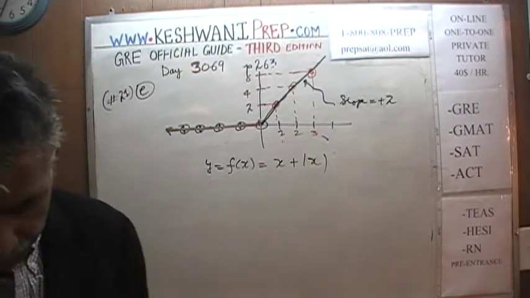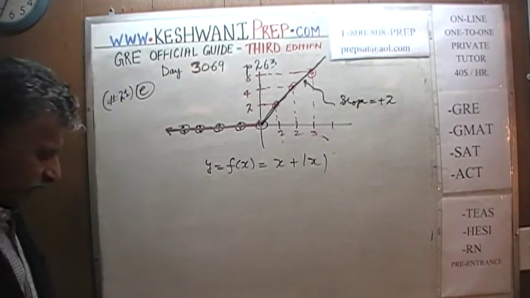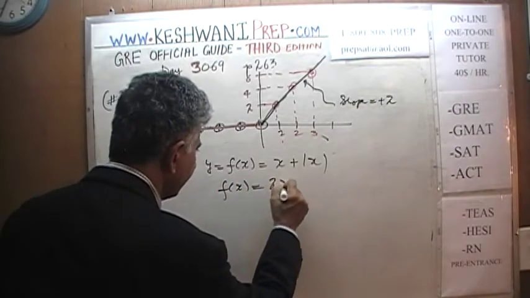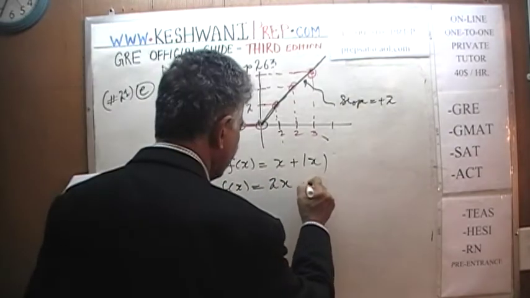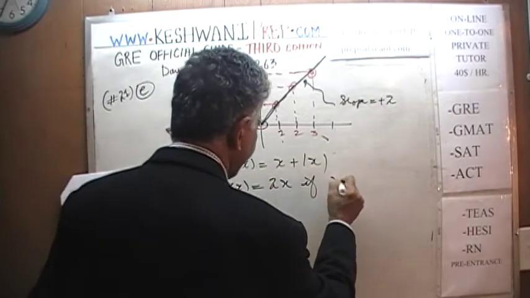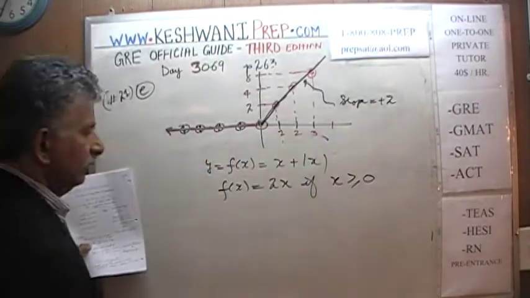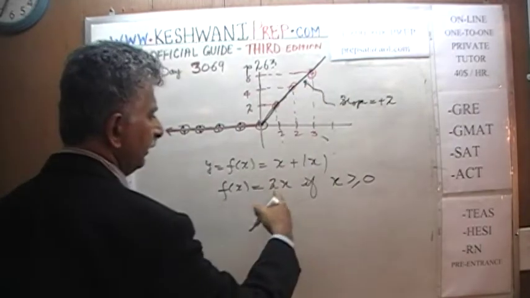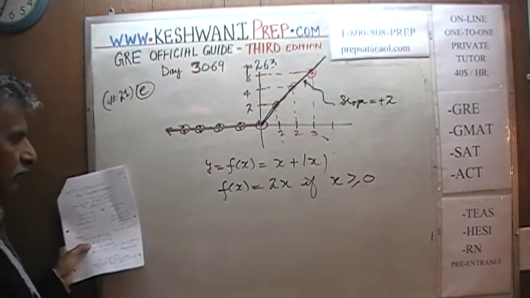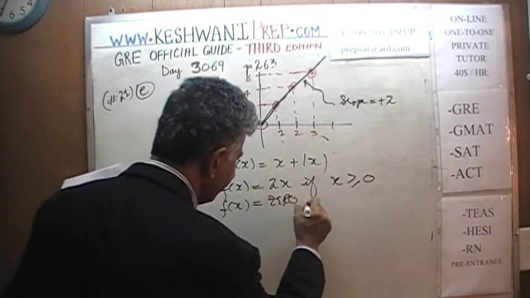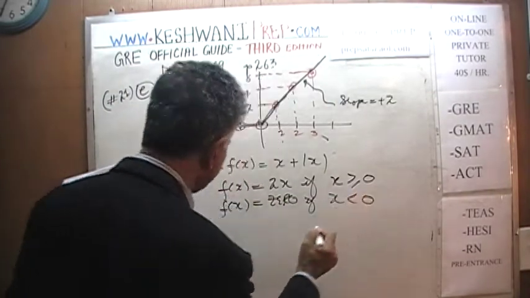And what we found is that f of x is equal to 2x if x is greater than or equal to 0. That's the first part right here. f of x equal to 2x right here, if x is positive. And f of x happens to be equal to 0 if x is negative, x is less than 0.